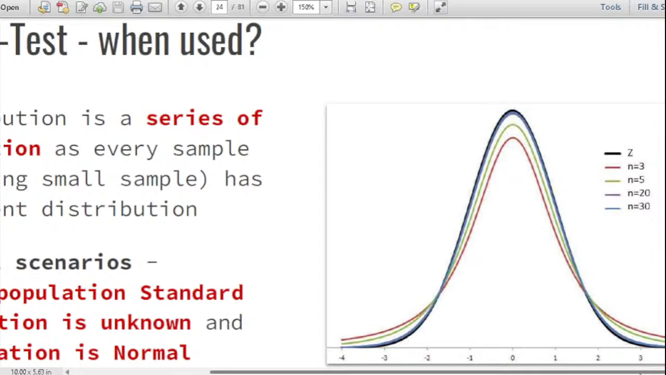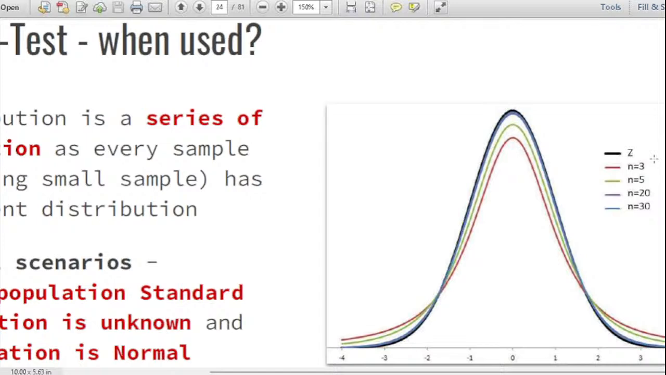But notice, as we start reducing the sample size, n is equal to 20, right? Then n is equal to 5, n is equal to 3. You can see the curve starts flattening from the top and becoming broader on the tails. Yes, all of you can see this, right? So that is why we say t-distribution is a series of distributions, because every n is going to make a significant contribution to the curve, right?